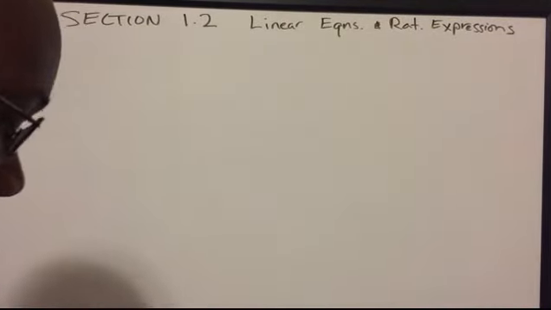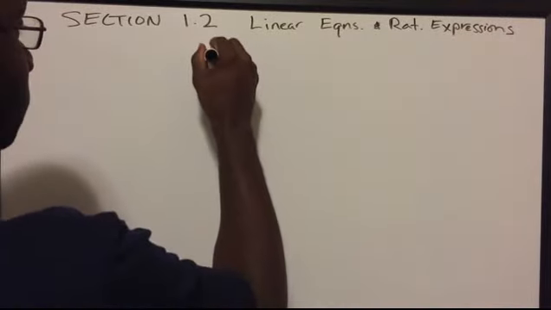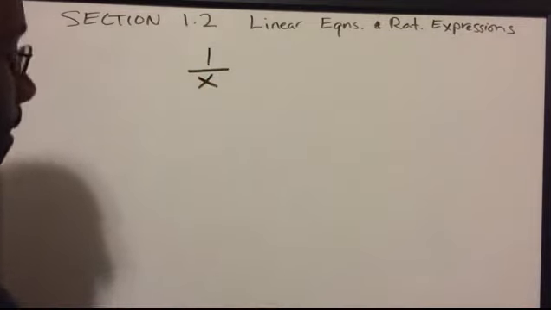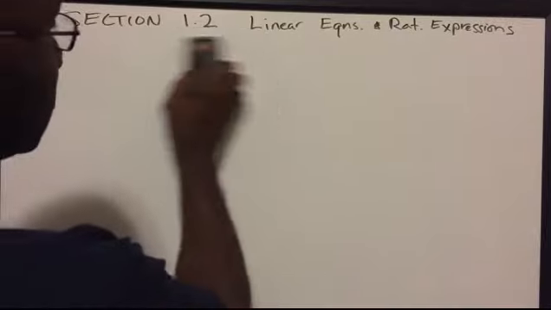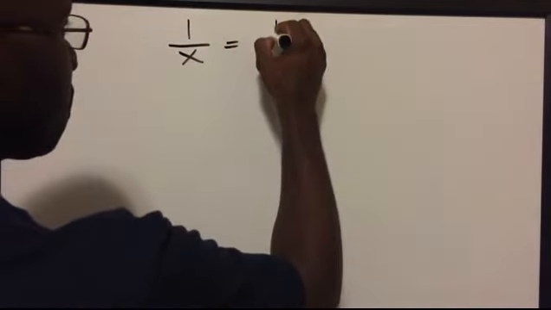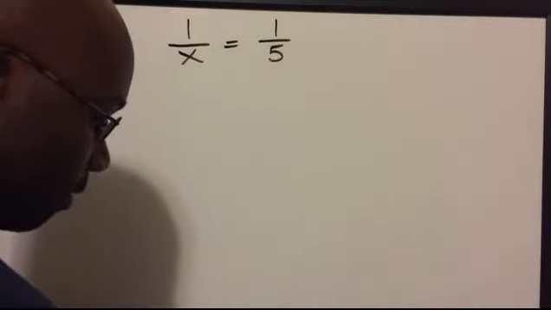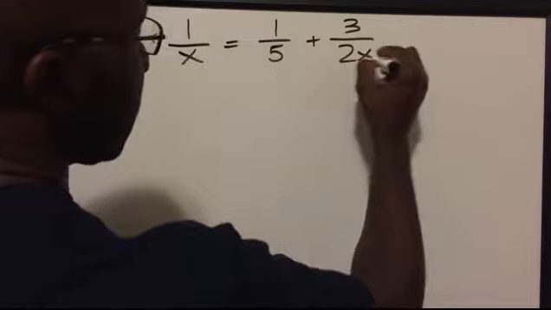So continuing on, if we have 1 over x, well, give me some more board space. So I'm going to erase the title too because I've already said we're in section 1.2. So if I say 1 over x equals 1 over 5 plus 3 over 2x.